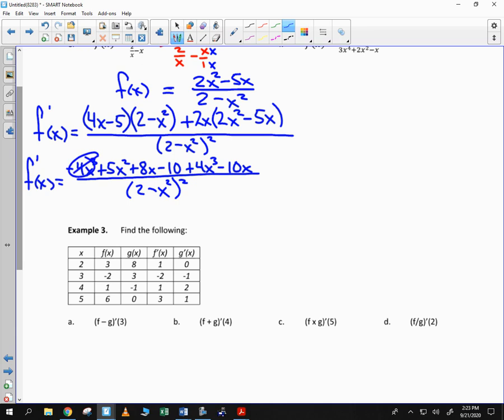Notice the x cubes go away. And we're left with 5x squared, 8x and negative 10x make negative 2x, minus 10, over (2 minus x squared) squared. That's my derivative.